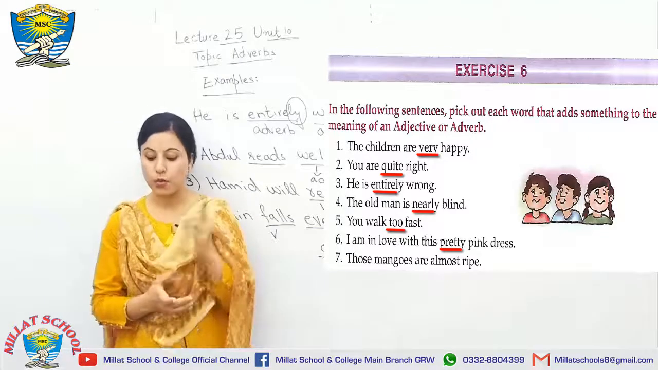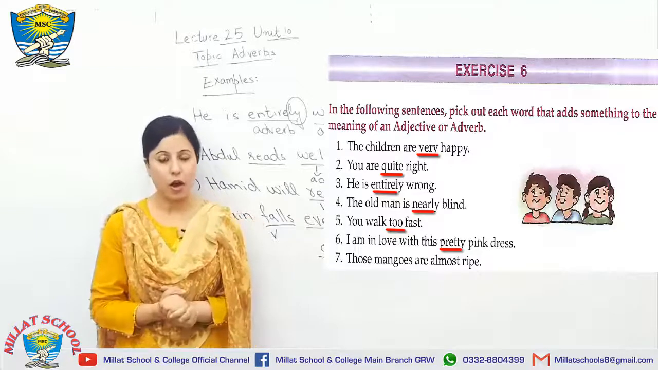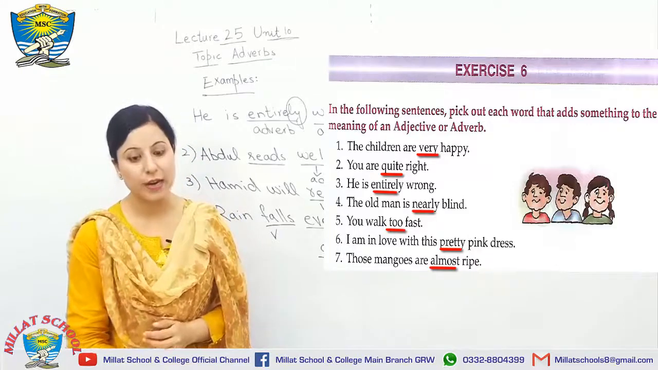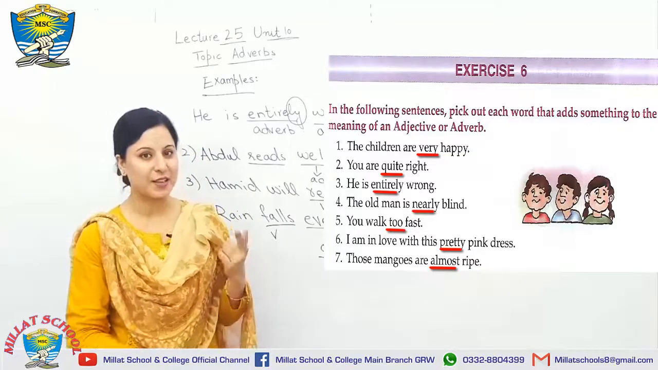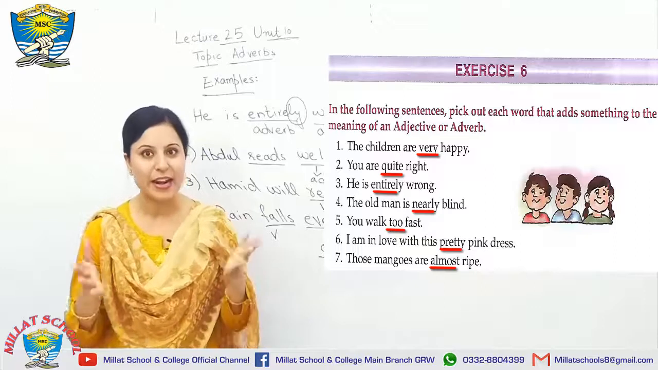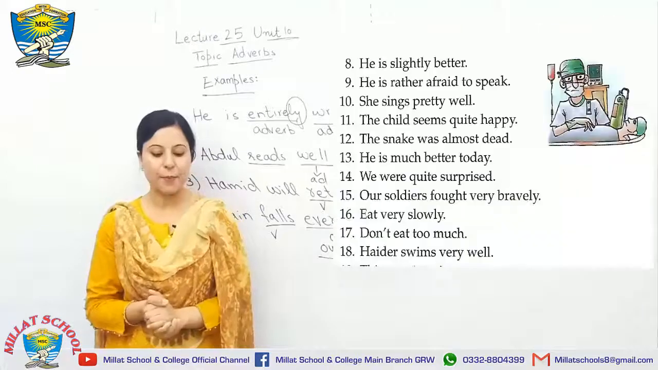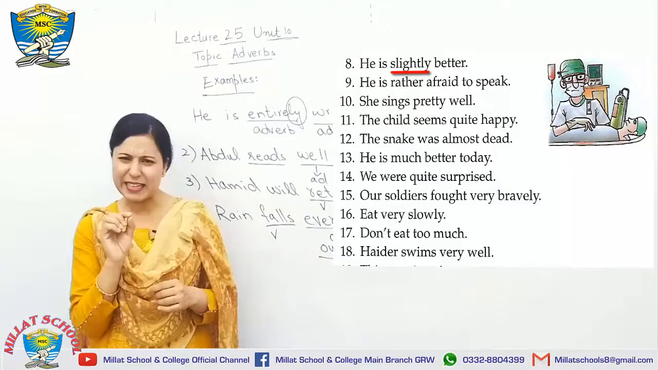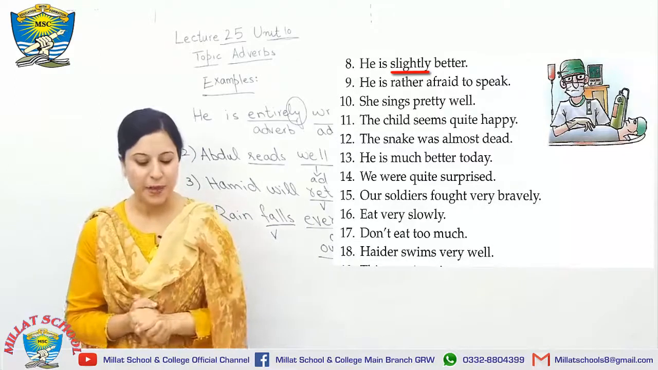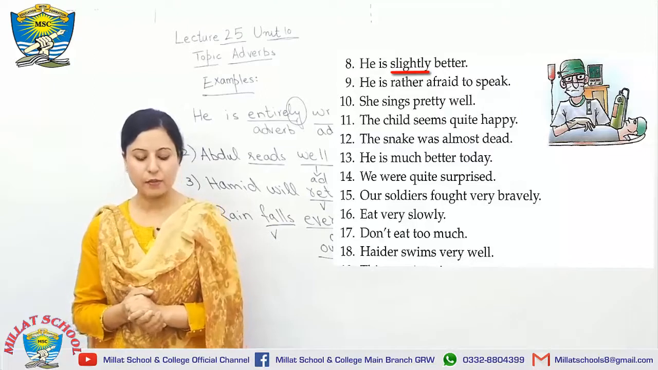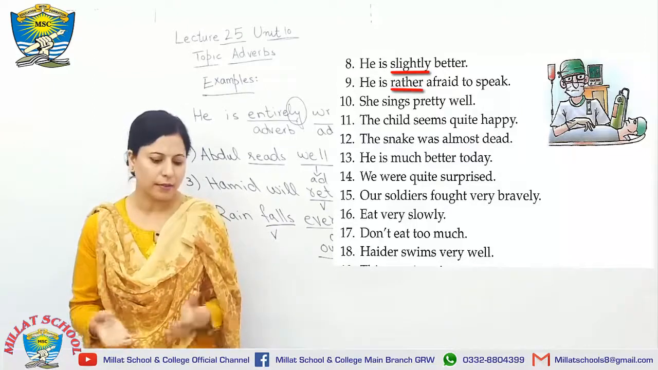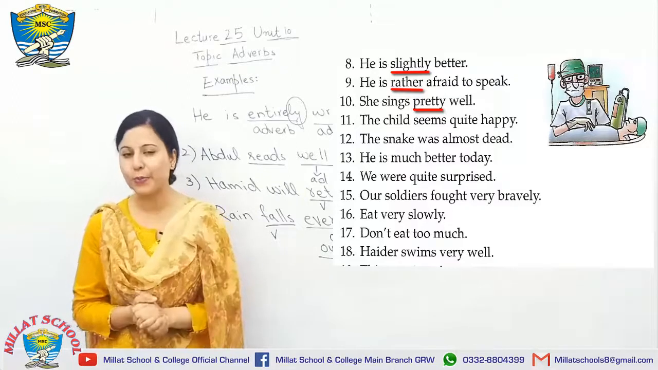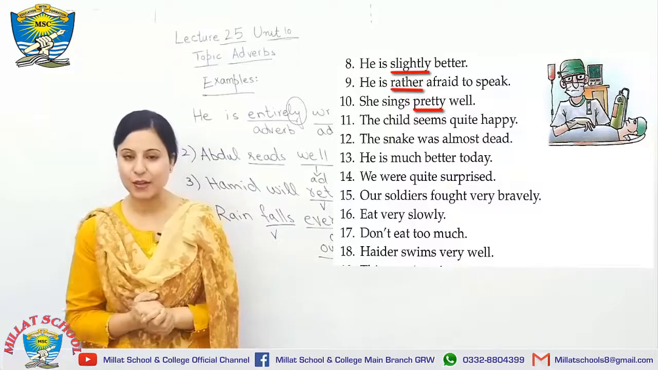Number 7, those mangoes are almost ripe. How much are they ripe? Almost. So almost is your adverb, and ripe is your adjective. Yes. Number 8, he is slightly better. How is he better? Slightly. A little bit. Slightly is your adverb. Number 9, he is rather afraid to speak. How much? Rather. Number 10, she sings pretty well. How? Pretty. So pretty is your adverb here.